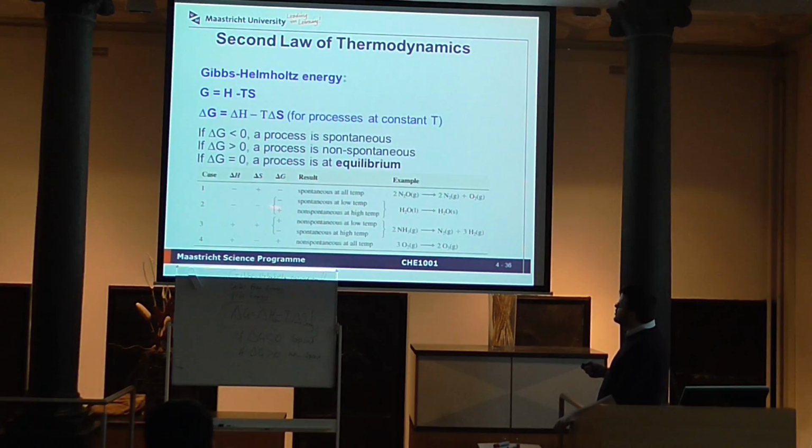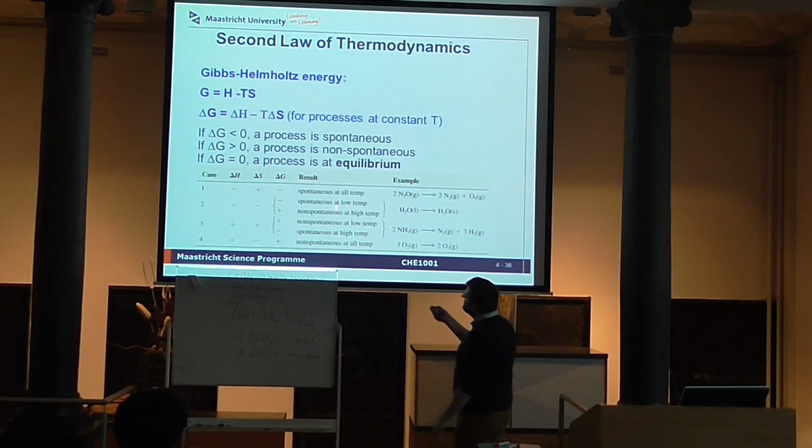If we have a situation like this, where we have a negative delta H and a negative delta S, in other words, a negative entropy change, it depends on the temperature whether or not the delta G value is going to be negative or not. In other words, if we can have a spontaneous reaction or not. If both are positive, then you're going to need a very high temperature to offset the positive entropy, the fact that the delta S value is positive, and so on.